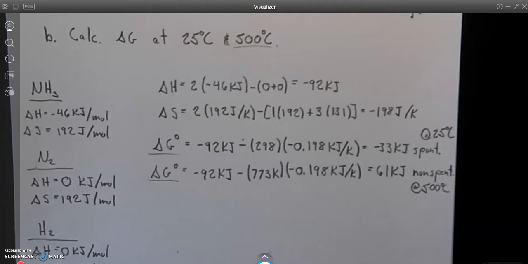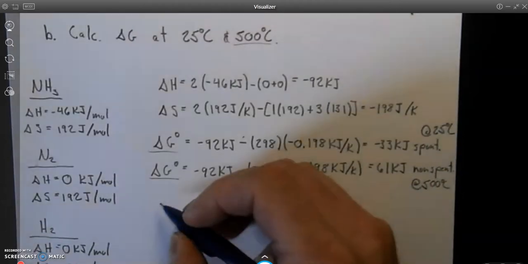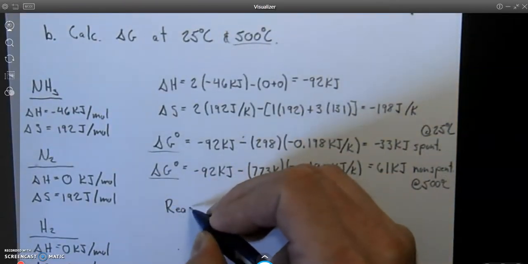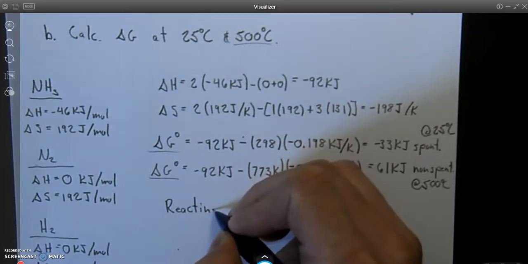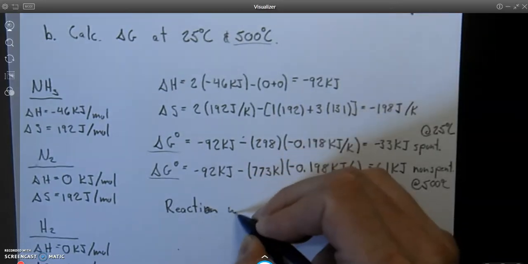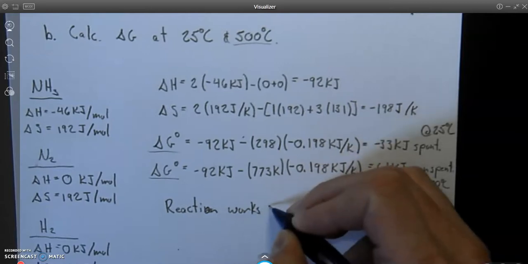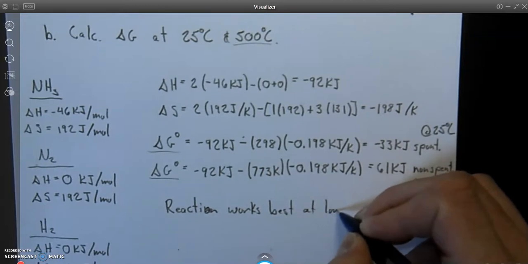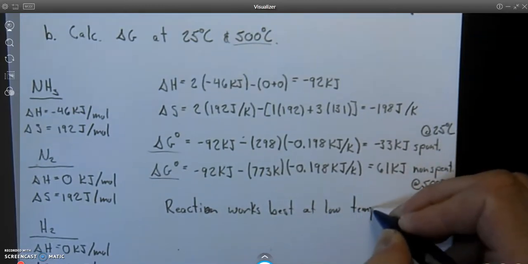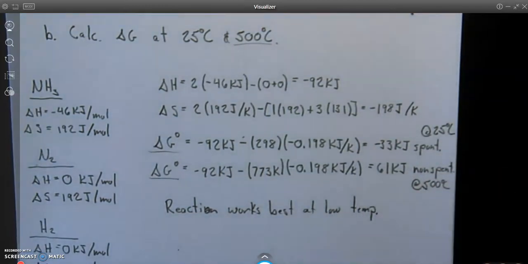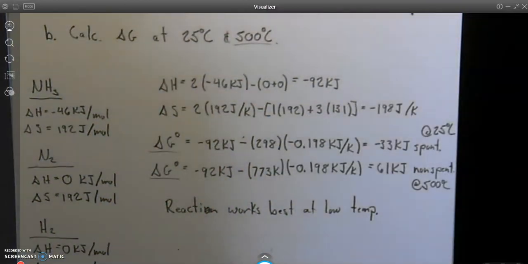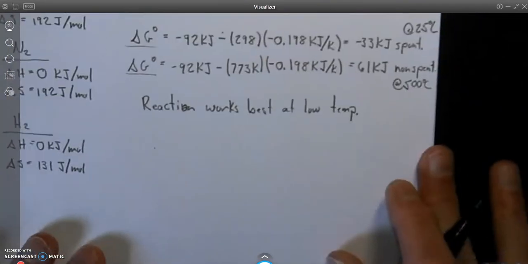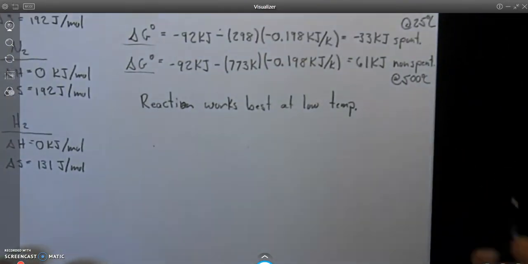All right, interesting. So we can kind of take a look and just come with a final statement on this one as far as what's going on with this reaction. Well, this reaction works best at low temps. All right, there we have it. Let's take a look at another one. So keep on pushing through the notes.